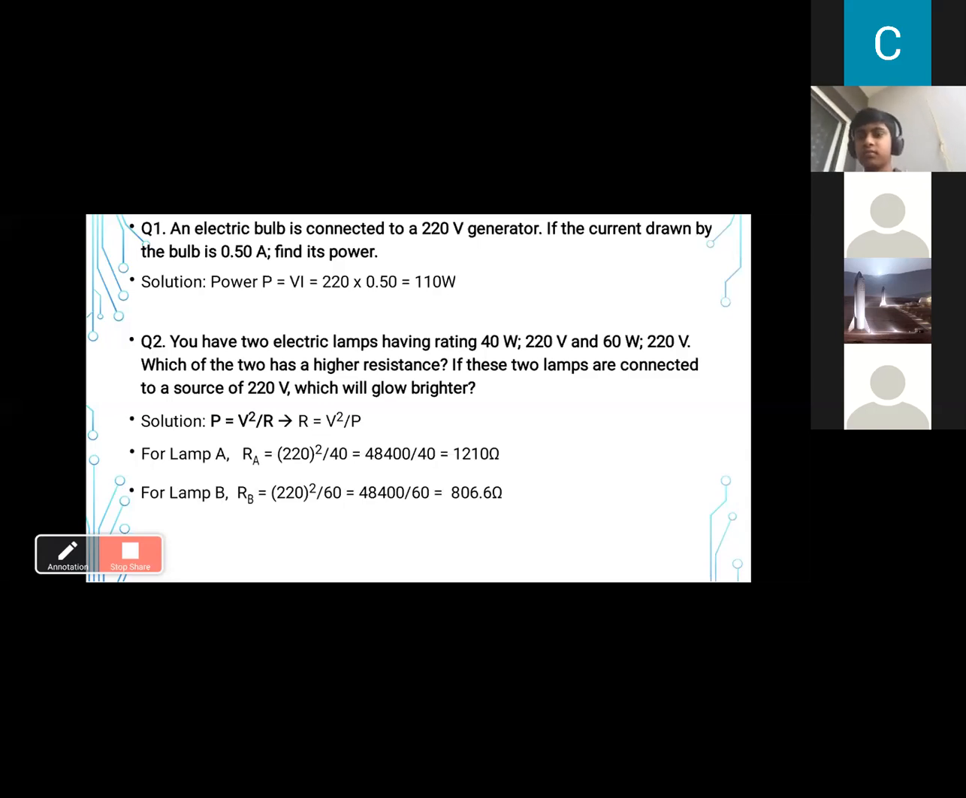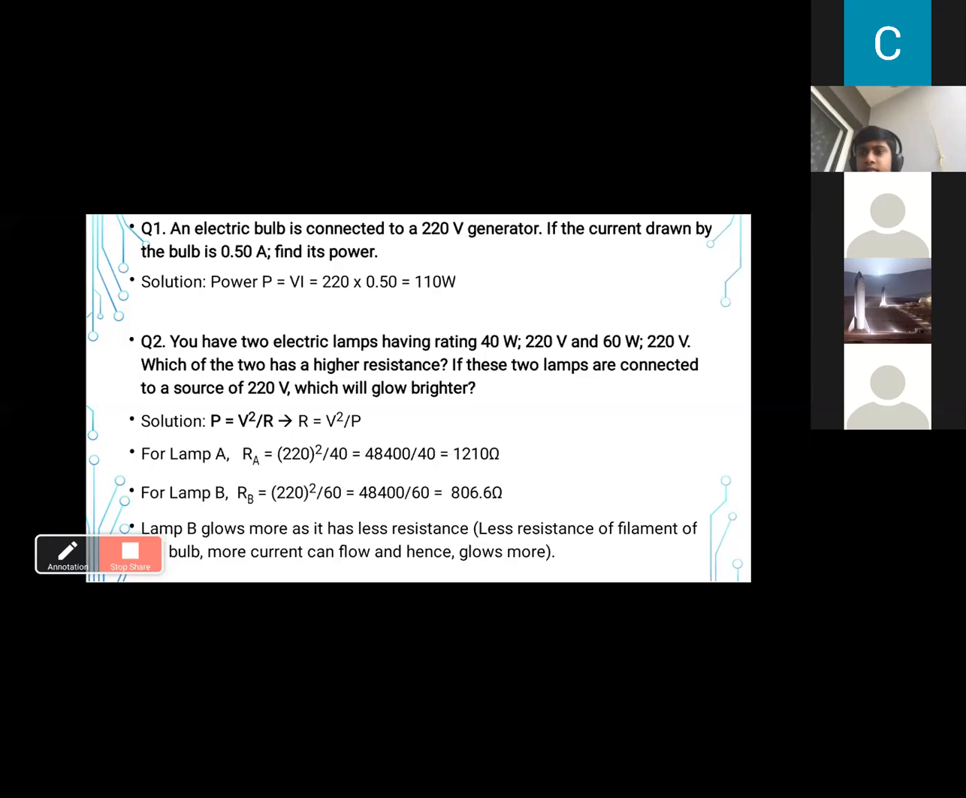Ma'am, why would the 60 watt bulb go brighter if the 40 watt has more resistance? Listen to me: because the resistance is less, the current flowing through that bulb will be more. If there is more current, it will glow more. Here we are talking about resistance and current, because resistance is hindrance to the flow of current.